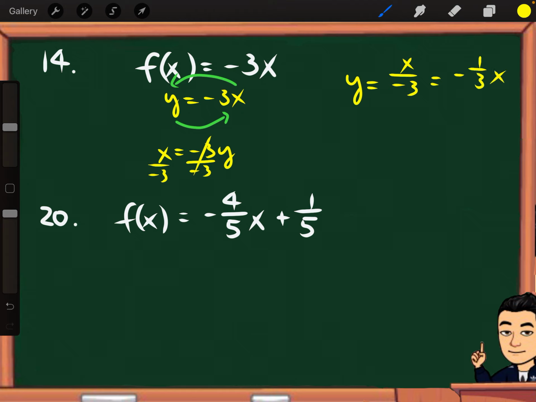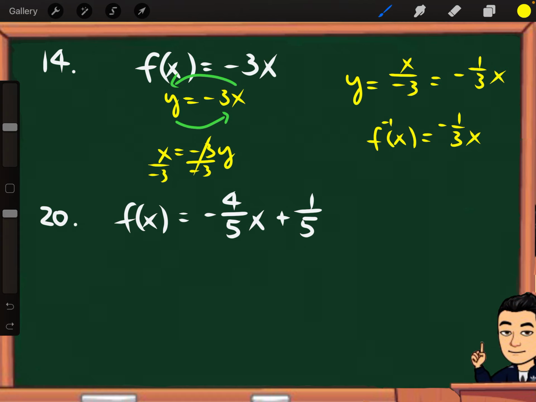Okay, the job is not done. You're supposed to rewrite this y back into the function notation, which you're going to write as f inverse of x, okay, which is equal to negative 1/3 x. So you can clearly say that this is the inverse of my original function.